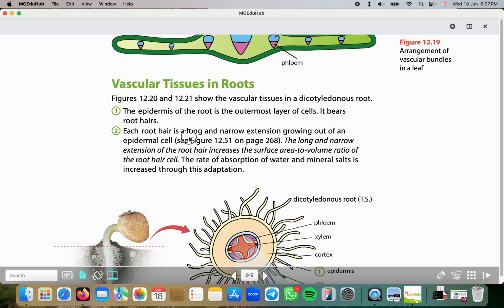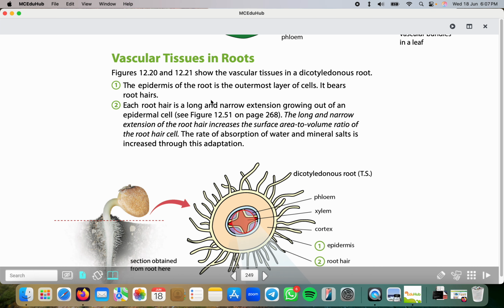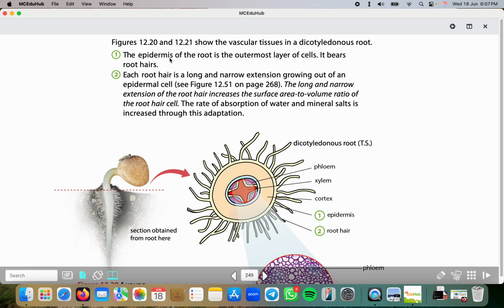Next we talk about the vascular tissue in the roots. The epidermis of the root is the outermost layer of cells, and it also holds onto the root hairs. Each root hair is a long and narrow extension growing out of the epidermal cell. This long and narrow extension increases the surface area to volume ratio of the root hair cell. That allows it to increase the rate of absorption of water and mineral salts, both by osmosis and by active transport.